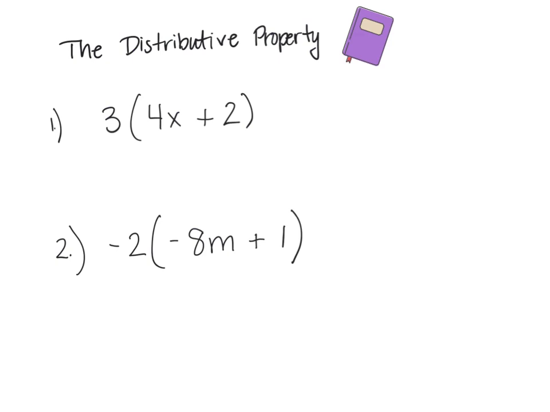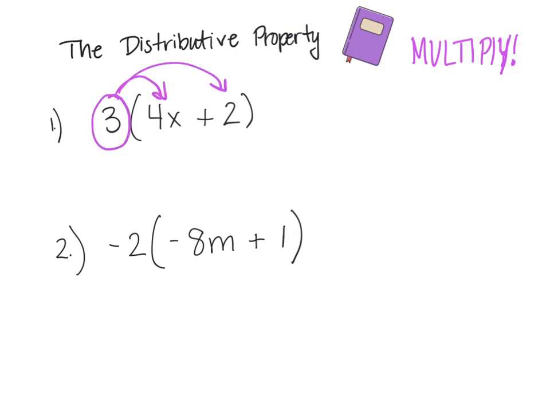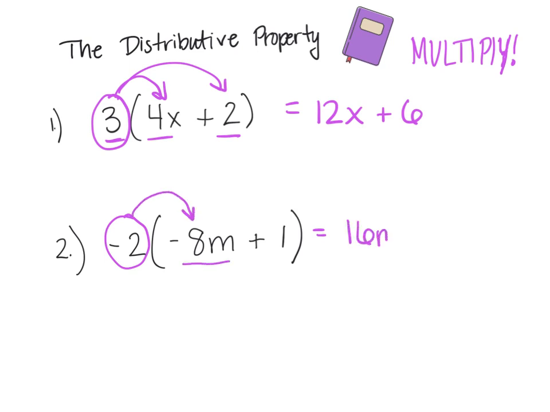Next up, we have the distributive property. Remember, the distributive property is all about multiplying. So take the number outside the parentheses and multiply by both numbers inside the parentheses to get a new expression. So 3 times 4x is 12x, and 3 times 2 is 6. So 12x plus 6. Next one, -2 times -8m is positive 16m, and -2 times +1 is -2. And that's it. Just be careful with your signs.